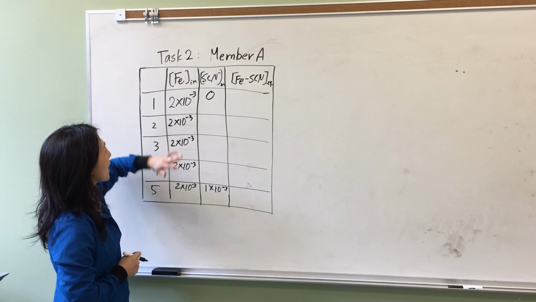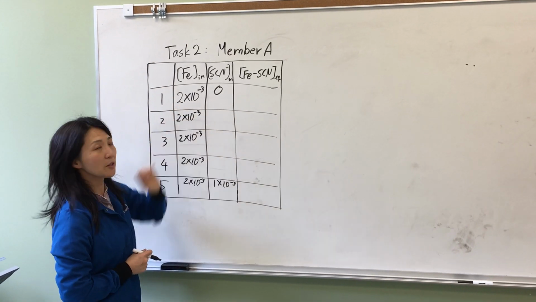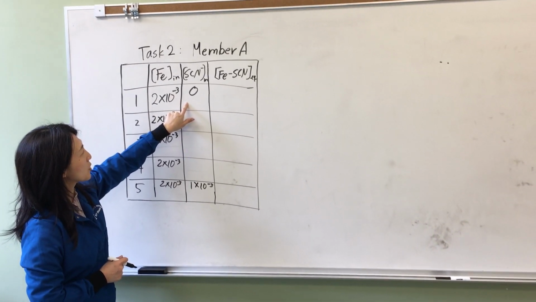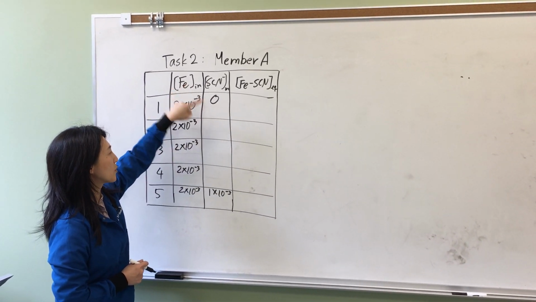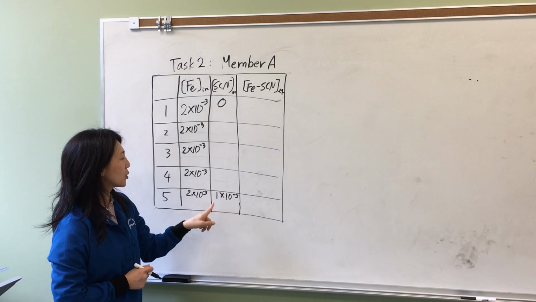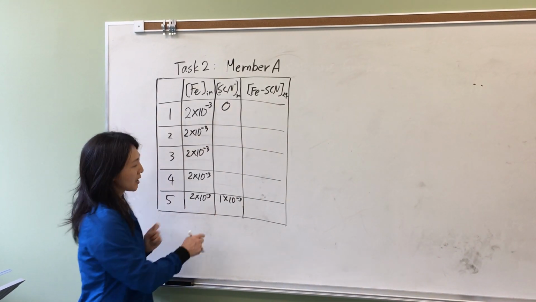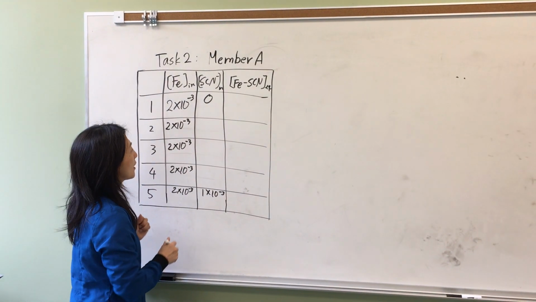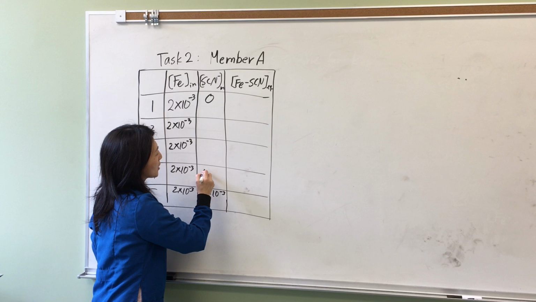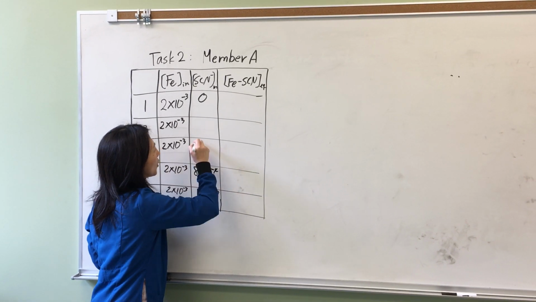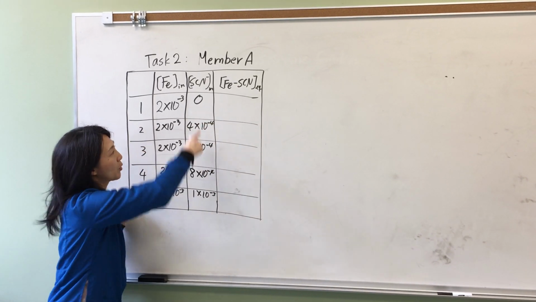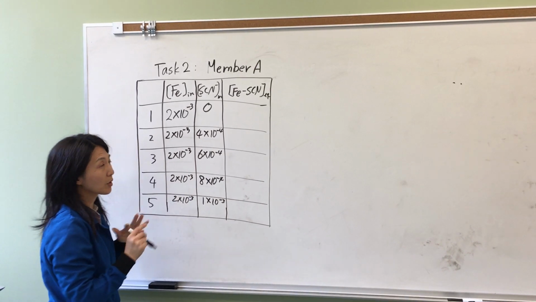Okay, so for member A, everybody prepared iron at 2 times 10 to the minus 3. Thiocyanate, the lab manual says you need to prepare from the concentration range from 0 to 1 times 10 to the minus 3. For some sections, I asked to do also 2 times 10 to the minus 3. But if you did that, just follow your concentration range. Okay? So if you do the 0 to 1 times 10 to the minus 3, here you might choose 8 times 10 to the minus 4, 6 times 10 to the minus 4, and 4 times 10 to the minus 4. But it's your choice from those concentrations. It's up to you.